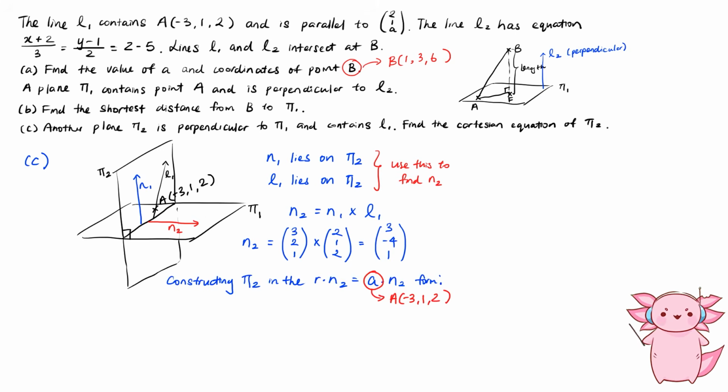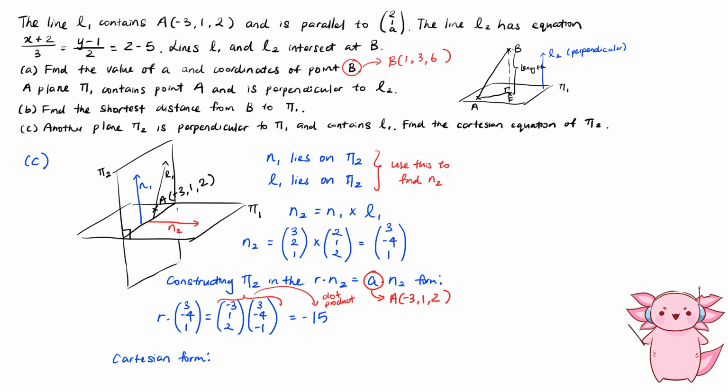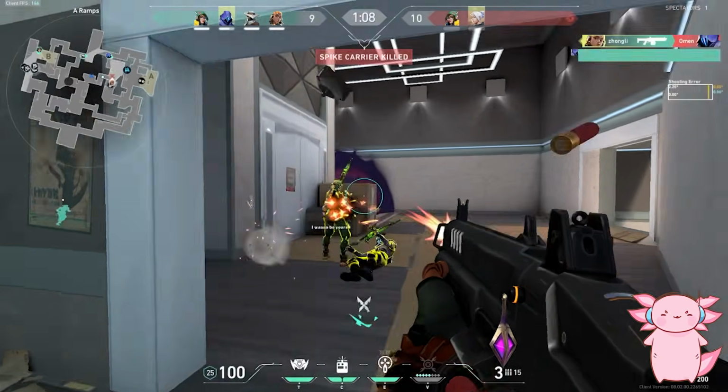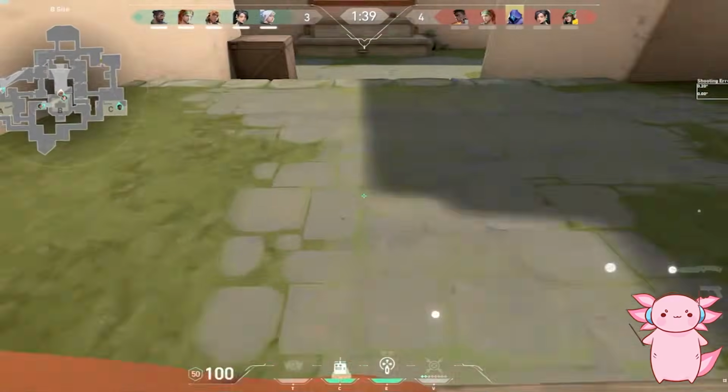And finally, because L1 contains point A, let's use that in the equation r dot n equals a dot n formula, and we convert it into the Cartesian form to get 3x minus 4y minus z equals -15. And that is the beginner's guide to all the JC1 topics.